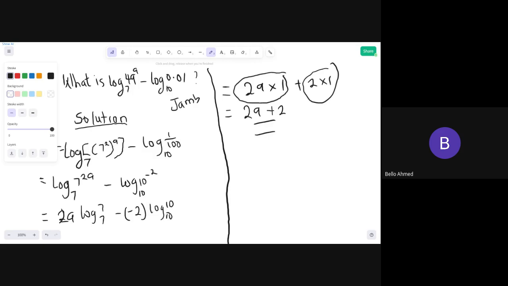But in a JAMB question, JAMB may want to go the extra mile. We have 2a plus 2. Then you can still rewrite this, factorize. 2 is common to both of them. Then you have a here, right? Then plus 1. If you open the bracket, you will see that 2 times a is going to give us 2a, plus 2 times 1 is going to give us 2. Thank you.